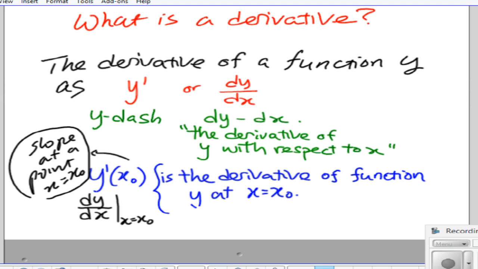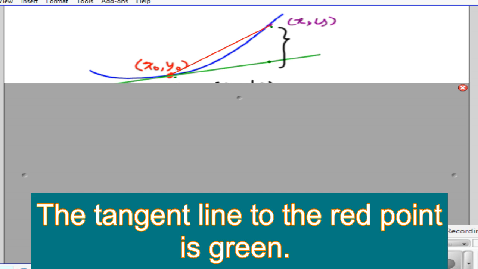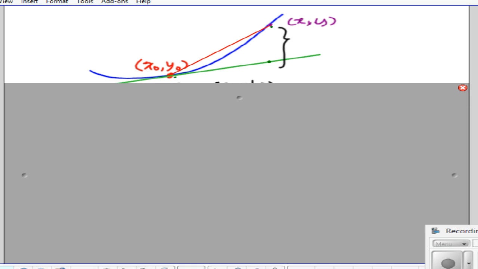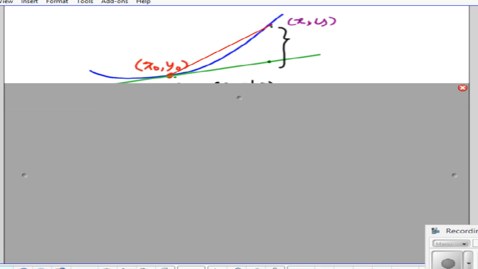The other notation is written such: dy dx is equal to dy dx at x equal to x0. So this straight line here is read as "at x equal to x0". This is my point x0, y0. And here is the green line. The green line is the tangent line at this particular point x0, y0. The red line is called the secant line, the line connecting x0, y0 with another point x, y.